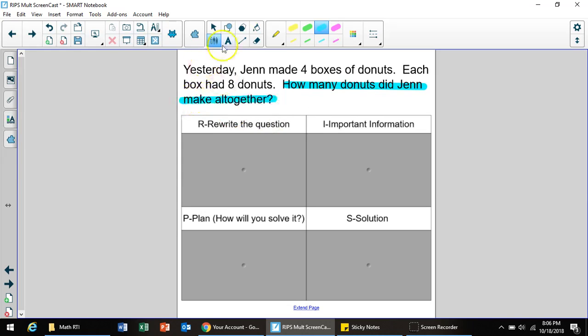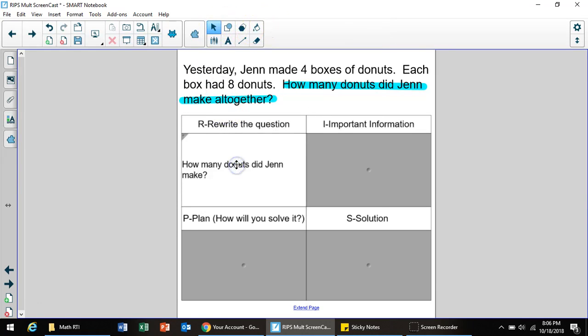So we're going to take that and write it down in our first box. How many donuts did Jen make? Got it? All right, now, I stands for important information. So again, look back at the word problem. Look where you see numbers and see what those numbers represent. And ask yourself, do I need to know that information to figure out my answer to the question, how many donuts did Jen make? So what's the first piece of information that you notice?